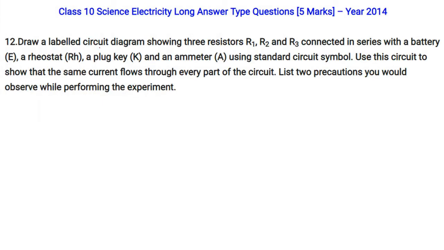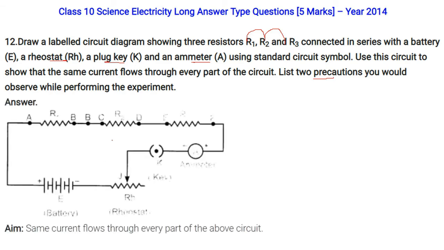Draw a labeled circuit diagram showing three resistors R1, R2, R3 connected in series with a battery. There has to be a rheostat, a plug key and an ammeter using standard circuit symbols. Use this circuit to show that the same current flows through every part of the circuit, and list two precautions you would observe while performing the experiment.